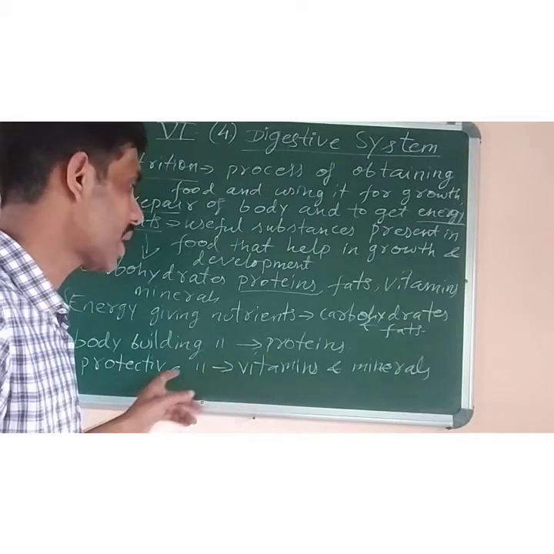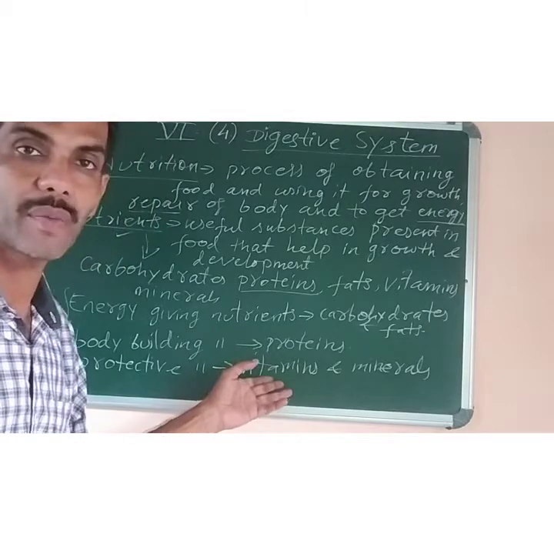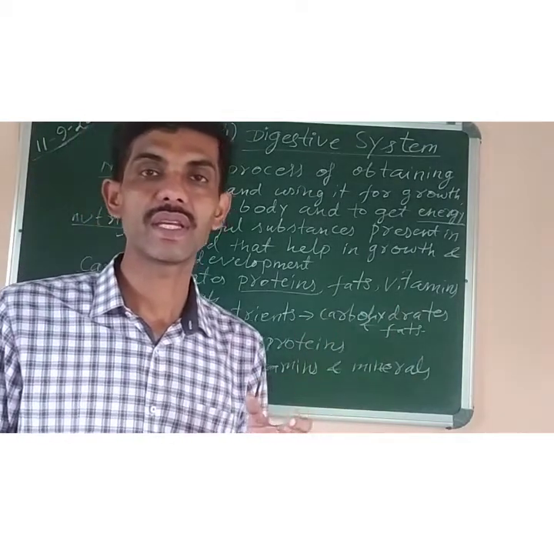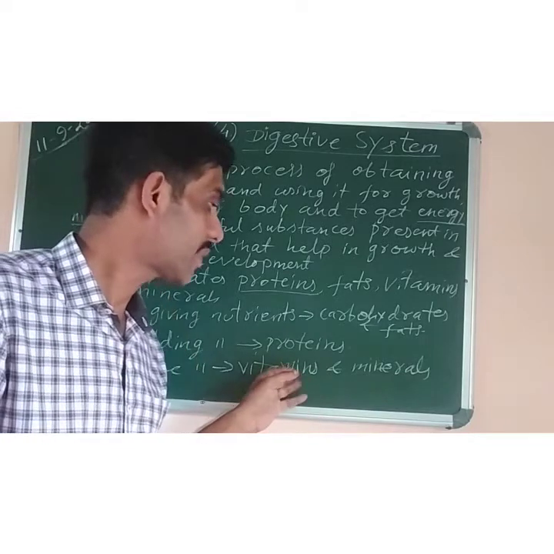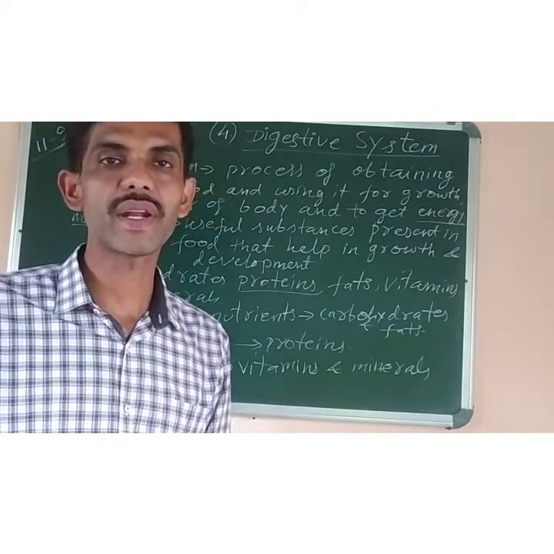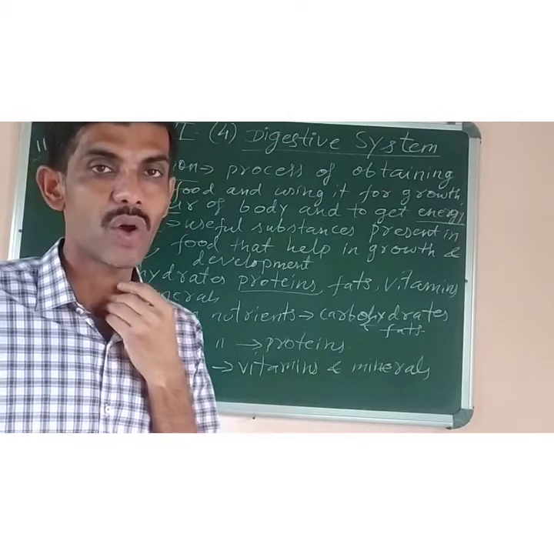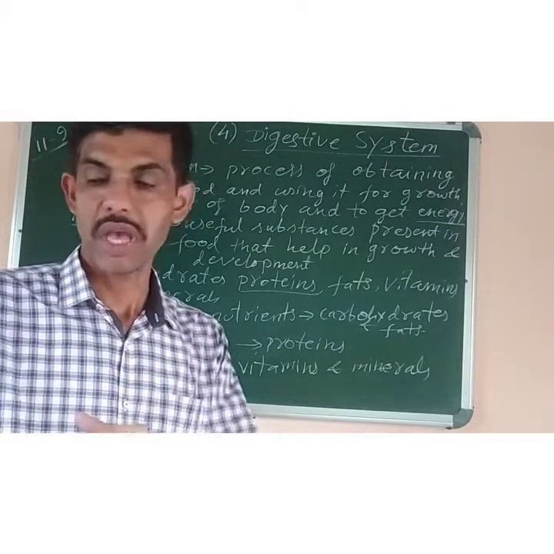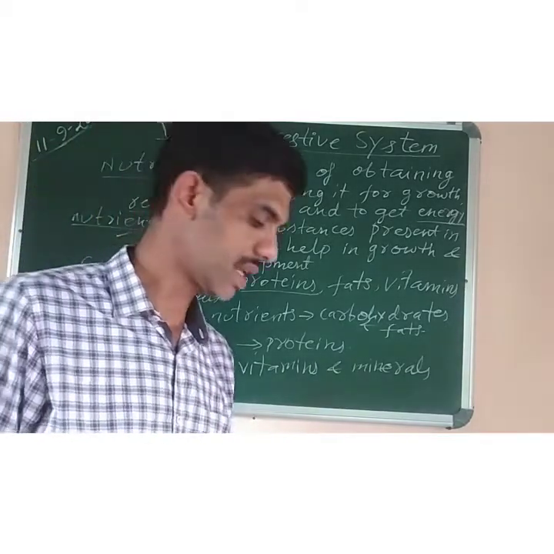And protective foods are the ones which are rich in vitamins and minerals, like different types of vitamins: vitamin A, B, C, D, E, K, okay? And they have different functions in our body. Similarly, we need minerals, like iodine, a mineral required for the working of the thyroid gland. We need minerals like calcium and phosphorus to make our bones and teeth strong and healthy, okay?